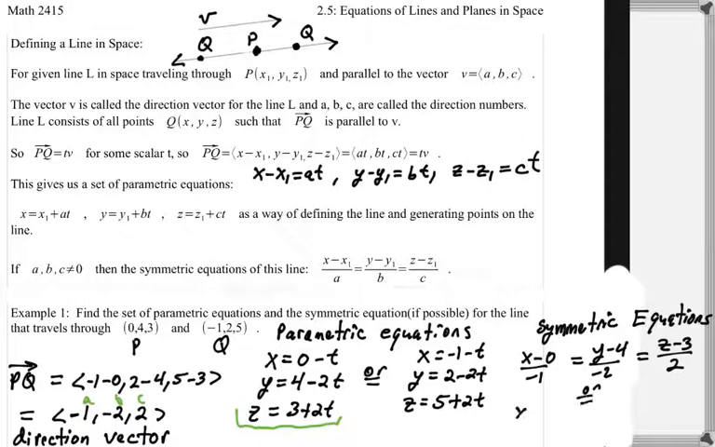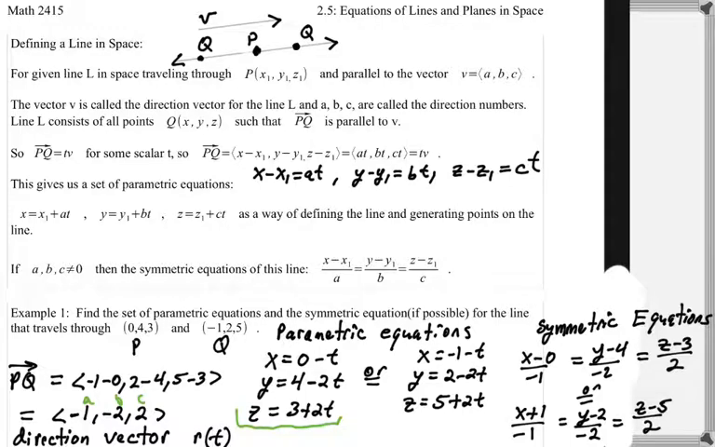Or we could solve for t again, and we'd have (x plus 1) over -1 equals (y minus 2) over -2 equals (z minus 5) over 2. And of course you can reduce if you can, but those are your symmetric equations there.